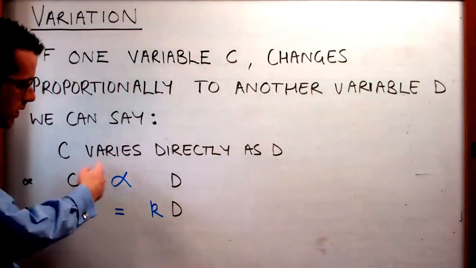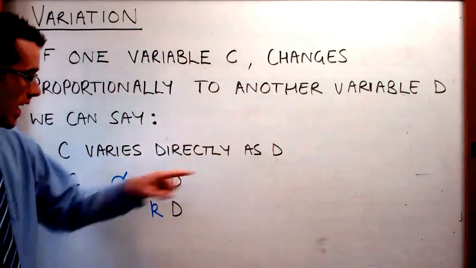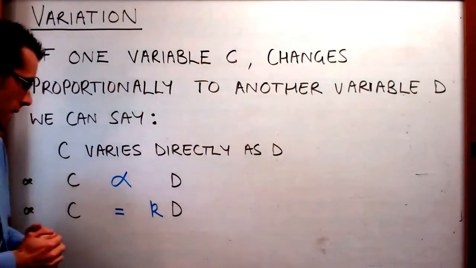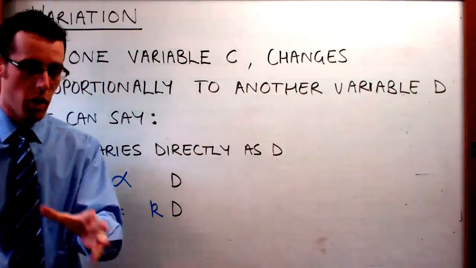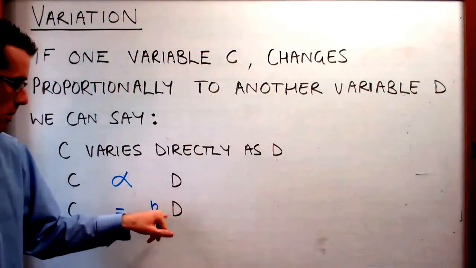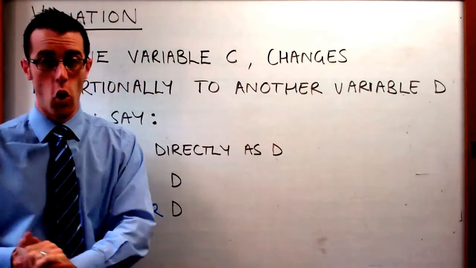This symbol here just means varies directly as. So instead of writing out varies directly as, we can say C and then this little fish symbol, D, okay? Or another thing we can say is that C is equal to K times D. Okay, remember there's a times sign in there. What does the K stand for? The K just stands for a constant, okay?